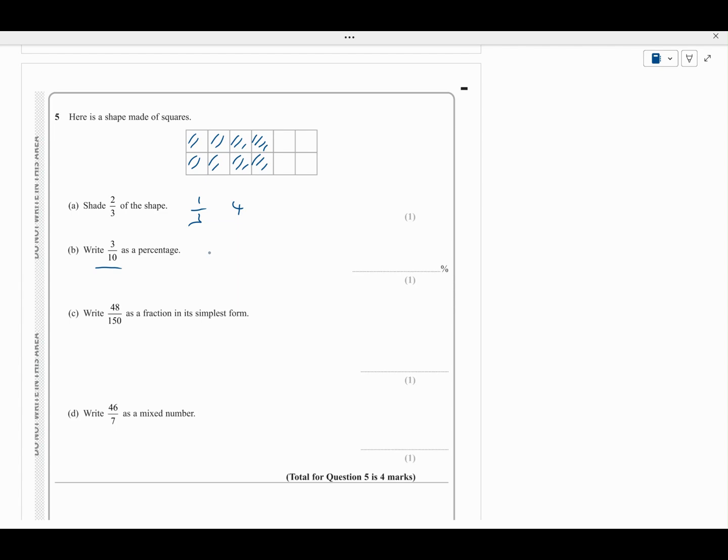Right, 3/10 as a percentage. Well, 3 out of 10 is 30 out of 100, so 30%. Right, 48 out of 150 as a fraction in its lowest terms. Well, I'll put that into my calculator and press equals. 8 out of 25. What we've actually done is divide top and bottom by 6. Right, 46 over 7 as a mixed number. Well, again, I'll put it in my calculator and change it to a mixed number. That gives me 6 and 4/7. And that's question 5 done.